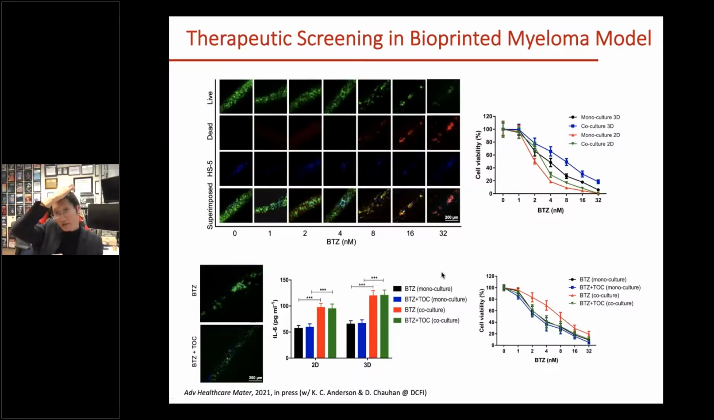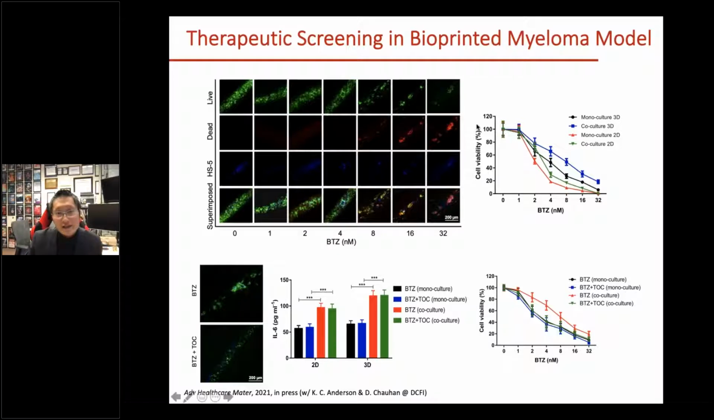So basically, if you do drug testing with BTZ, which is a common drug used for myeloma, you can see a time- and dose-dependent toxicity. But then you can see that with co-culture or monoculture, there's a difference, and also with three-dimensional bioprinted culture compared with conventional two-dimensional culture, there's also a difference, right? So showing that our three-dimensional co-culture model is actually more relevant to the in vivo configuration.